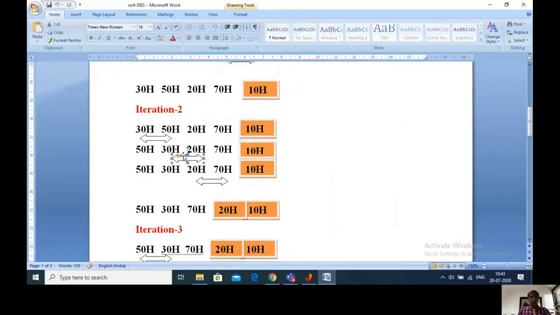So coming to the second comparison. In the second comparison, the second byte is compared with the third. Here also my second byte is greater than the third byte, so no need of exchange. Keep the second byte as it is, the third byte as it is. Then write the remaining 2 bytes as they are, 70 and 10.